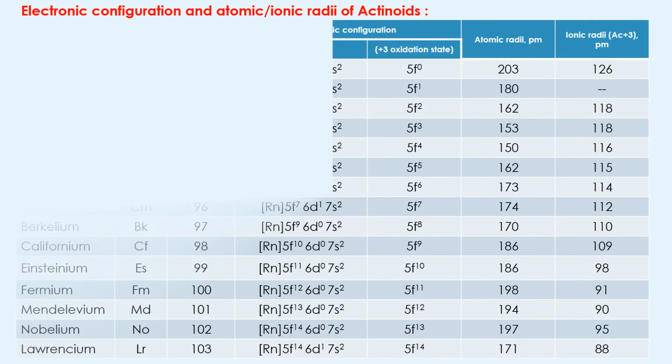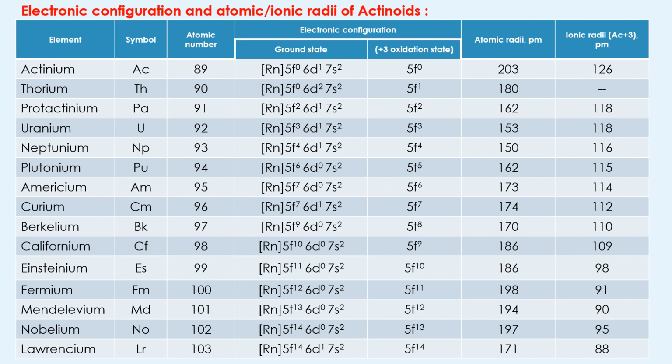Okay, you see this table. The starting element is actinium, then thorium, protactinium, uranium, neptunium, plutonium, americium, curium, berkelium, californium, einsteinium, fermium, mendelevium, nobelium and lawrencium. So this starts from atomic number 89 and ends at 103.